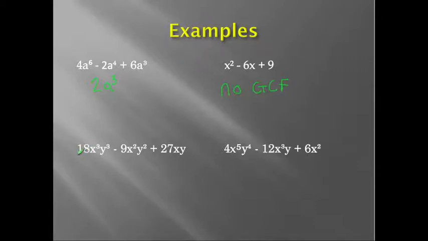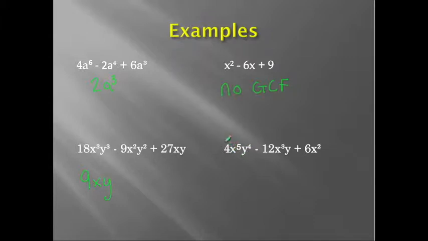Okay, let's look at the next one. So let's look at our coefficients, 18, 9, and 27. 9 can go into all three of those. All three of them have an x and a y, and my smallest exponent is 1. So my GCF will be 9xy.